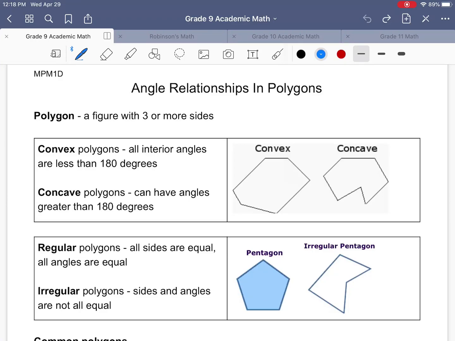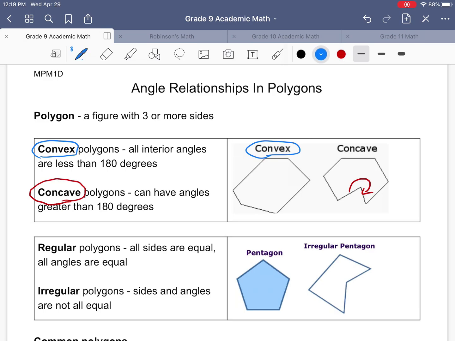Angle relationships and polygons. A polygon is a figure with 3 or more sides. So we can classify polygons as either convex polygons, where all interior angles are less than 180 degrees, or we have concave polygons where there is an angle of over 180 degrees. We can also classify them as regular polygons, where all sides are equal and all angles are equal, and irregular polygons, where sides and angles are not all equal.